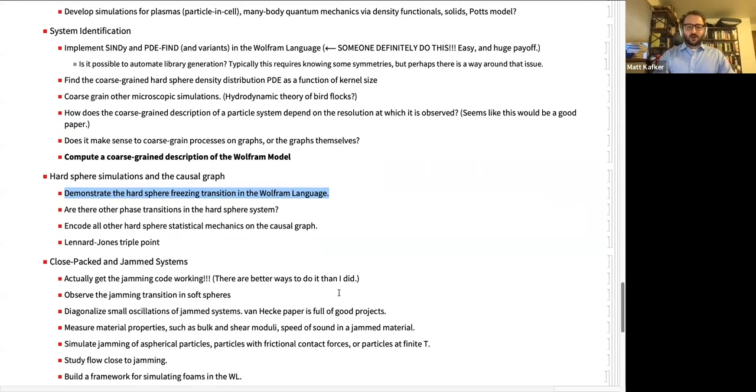Just run-of-the-mill hard sphere stuff. All the hard sphere statistical mechanics that's known, look for it on the causal graph. This is my sort of mission.